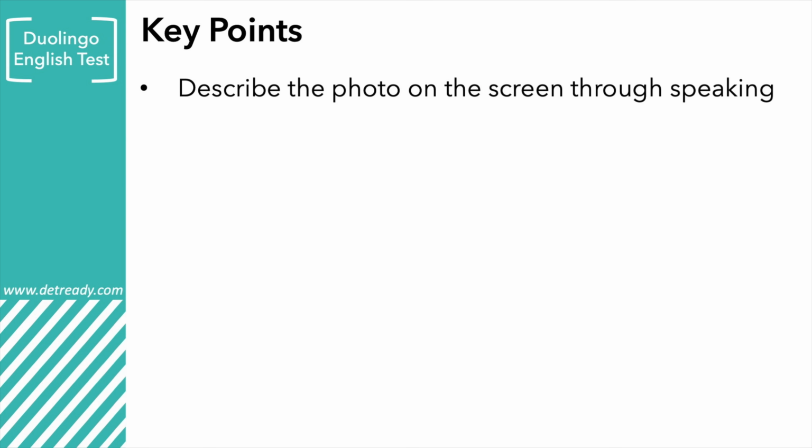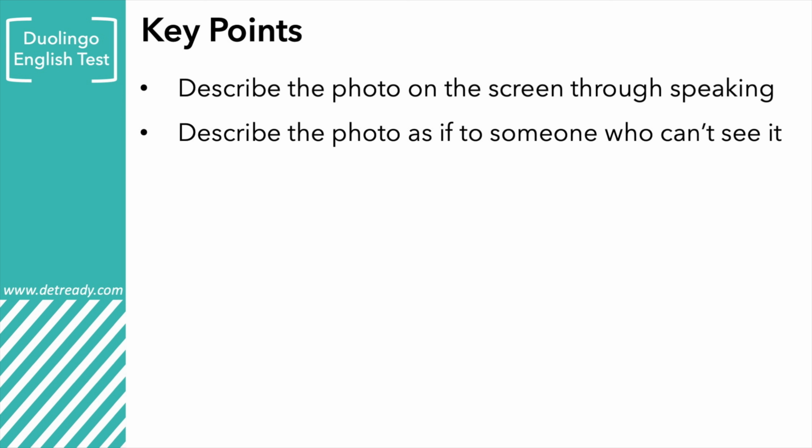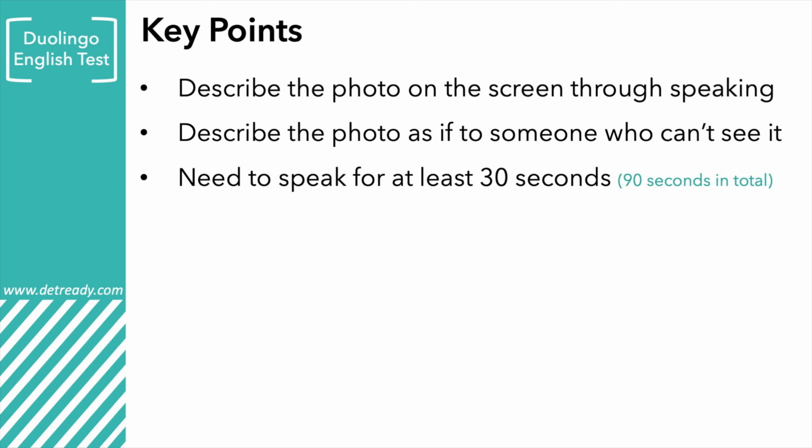Let's take a look at the key points of this describe a photo question. Okay then, well, firstly, of course, your job is to describe a photo that's presented to you on a screen through speaking. It's a good idea to try to describe the photo as if to someone who can't see it. In total, you have 90 seconds to speak, and you need to speak for at least 30 seconds, but you get 90 seconds in total.